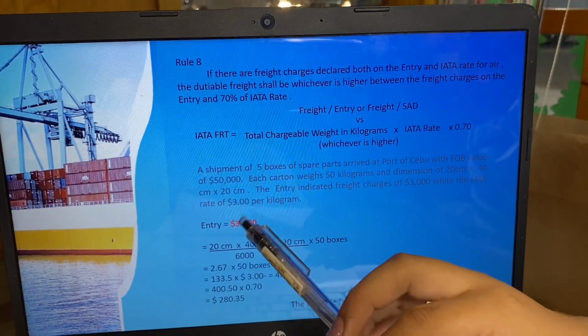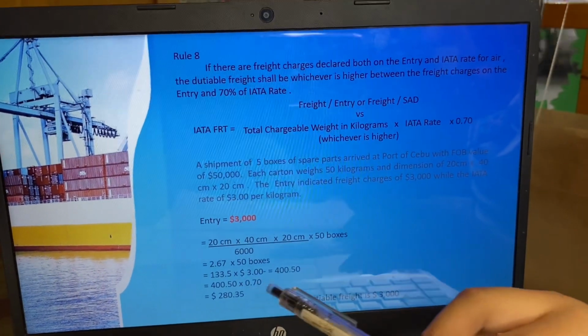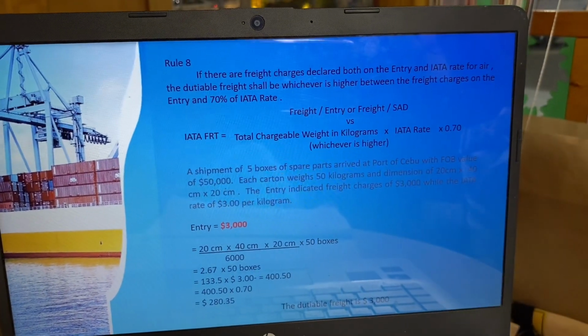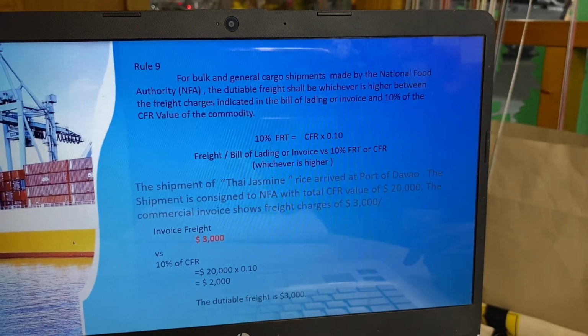So our dutiable freight for example number 8 would be 3,000, since 3,000 is higher than this one. You just compare, whichever is higher. For rule number 9.